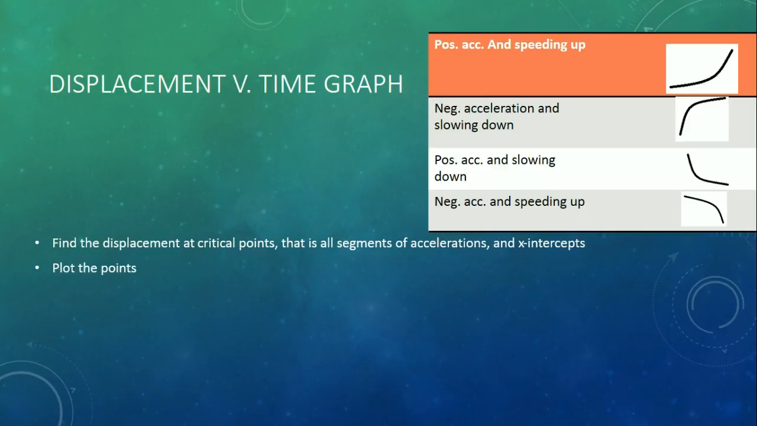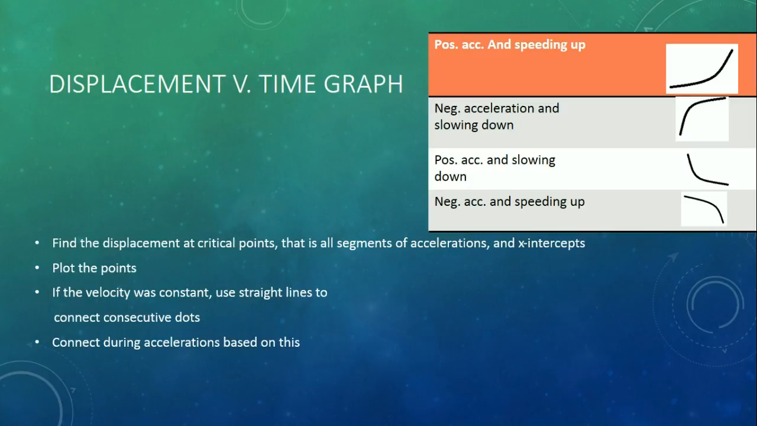So once you find the displacement of the velocity versus time graphs, which is just the area between the line and the x-axis, after you find the areas at those points, you plot them. If the velocity was constant, you connect them with a straight line. And then for the graphs that are having accelerations, we have to use this chart here that I made, and I'll explain it in just a second.